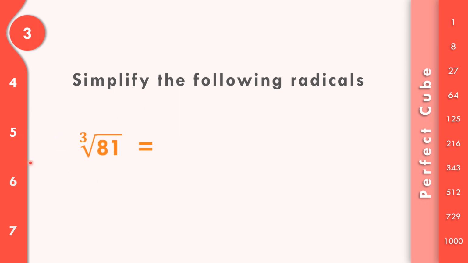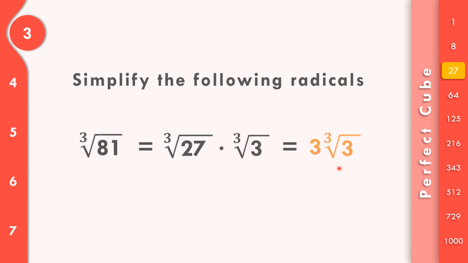Cube root of 81. Let us see what could be the factor of 81 having a perfect cube. So that is 27 times 3. If we write, that is the cube root of 27 times the cube root of 3. The cube root of 27, if we count 1, 2, 3, is exactly equal to 3. So we have no perfect cube value for 3. So let us copy cube root of 3. So 3 cube root of 3.